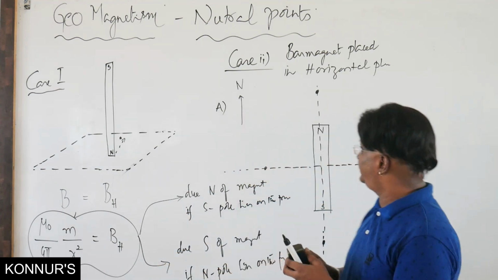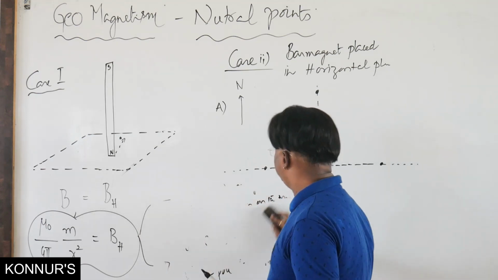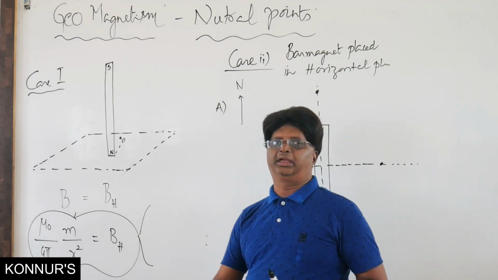Right. Now the second case is, let the bar magnet be placed in a horizontal plane. Earlier it was placed vertically on a horizontal plane.